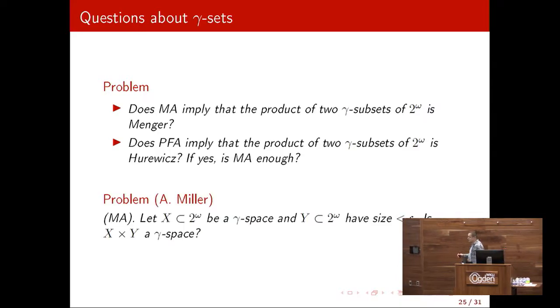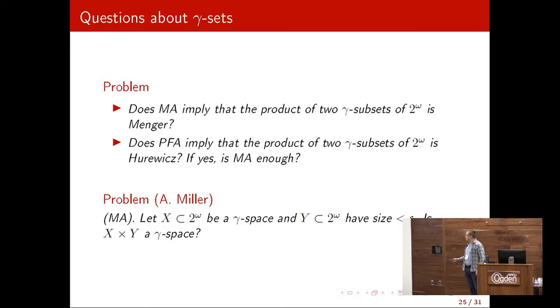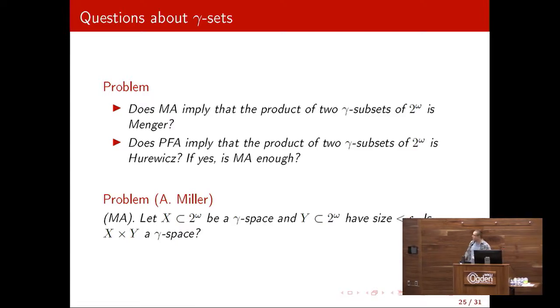Another funny question of Arne Miller is, suppose that you have a model of MA, and you've got a gamma space. So under MA, all sets of reals of size less than continuum are gamma spaces. And you've got another gamma space which has size less than continuum. Must the product be a gamma space? So why is it interesting?